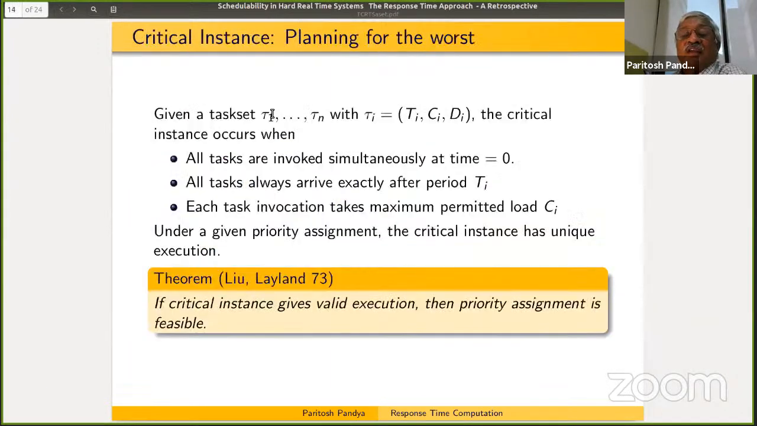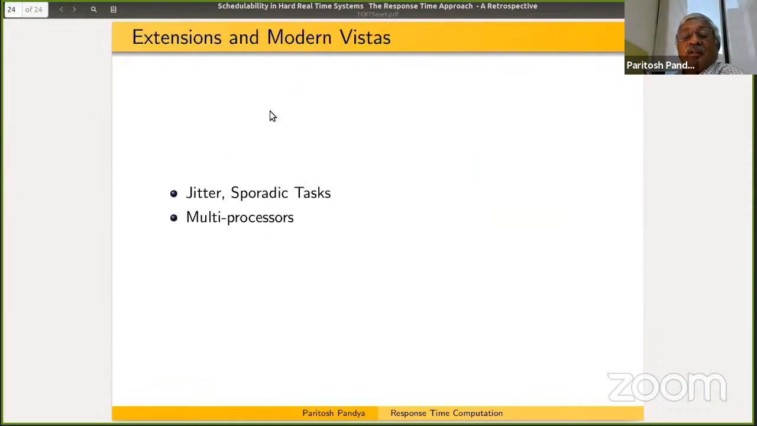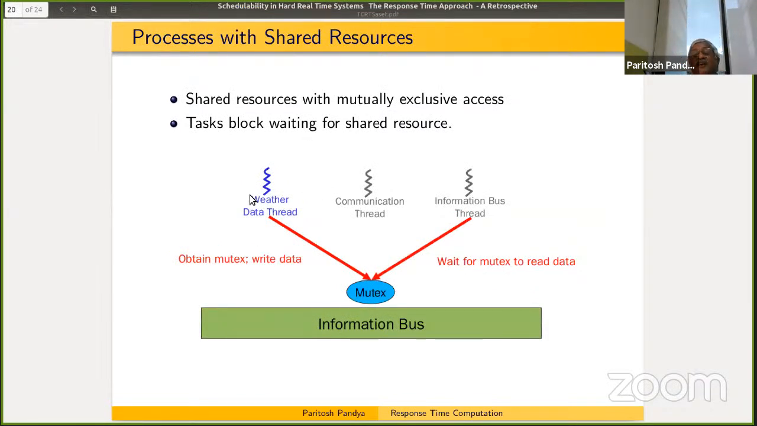And that is usually not the case. So what you have is that tasks are dependent. And I will show you this picture. Here, for example, there are three periodic tasks in the Mars Pathfinder: the information bus thread or periodic task, the weather data thread, and they both interact by sharing data in a mutually exclusive fashion. So computer scientists among you know something called critical region. During part of your execution, you are in critical region where you have the exclusive access to the shared resource.